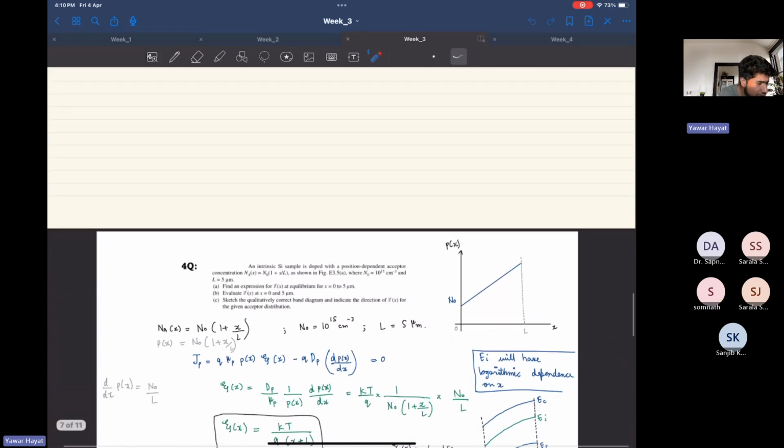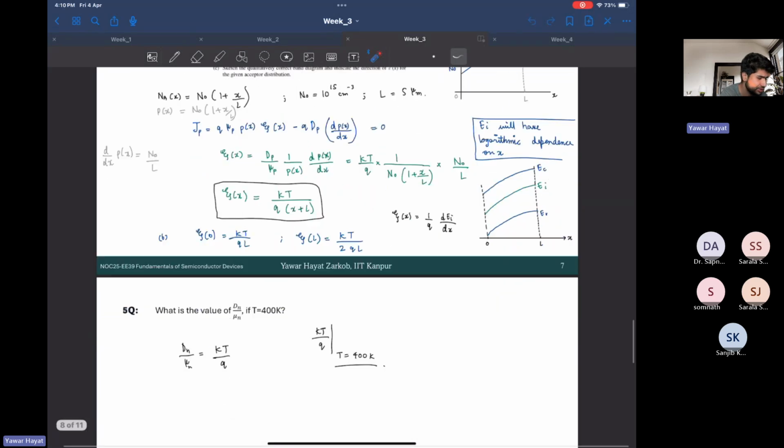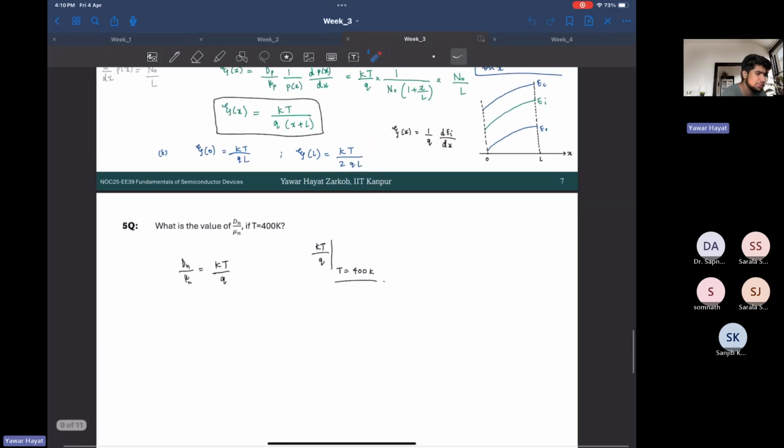So this problem I'll be skipping. I discussed this in detail in that session. This one is simple, although, do you know what this relation is? Dn by mu n is kT by q. Yes, sir, Einstein's relation. Correct, this is Einstein's relation. Dn by mu n is kT by q.